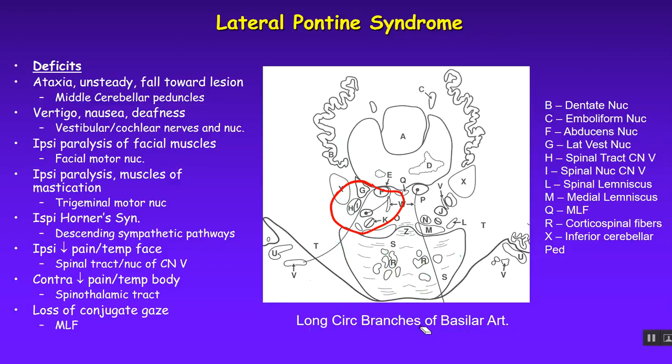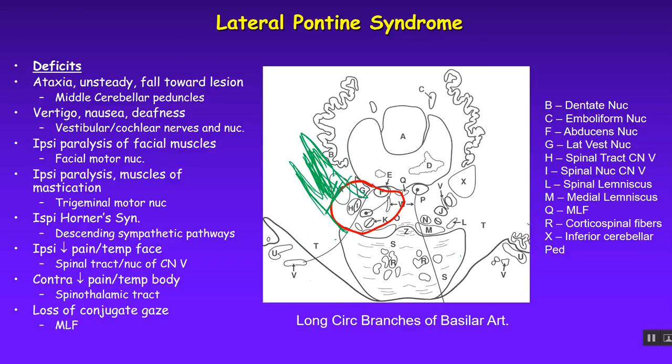So what are your deficits going to be? You're going to have ataxia, and you may be unsteady and fall towards the side of the lesion. This whole region right here is the middle cerebellar peduncle. This huge thing is the middle cerebellar peduncle.